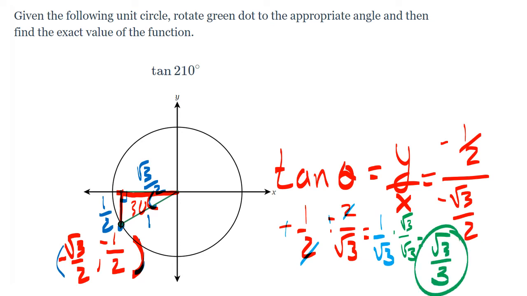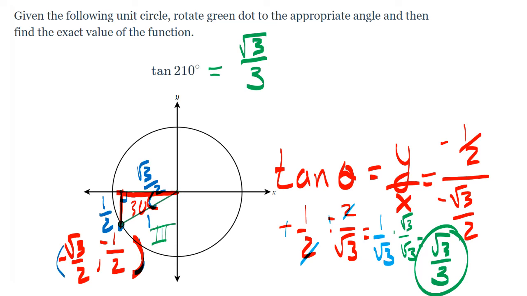And it turns out to be positive because you're dividing a negative by a negative. All right. So you end up with positive square root of 3 over 3. That's the tricky one. Again, the reason it's positive is because the tangent is the y coordinate divided by the x coordinate. And in the third quadrant, the y coordinate is negative and the x coordinate is negative. So a negative divided by a negative turns out to be a positive.